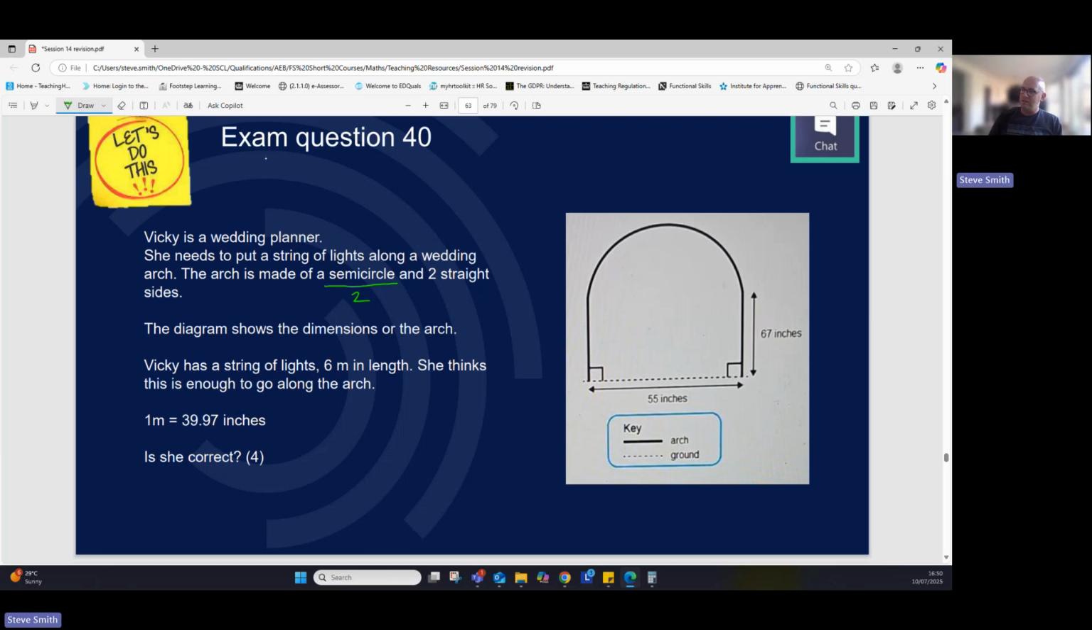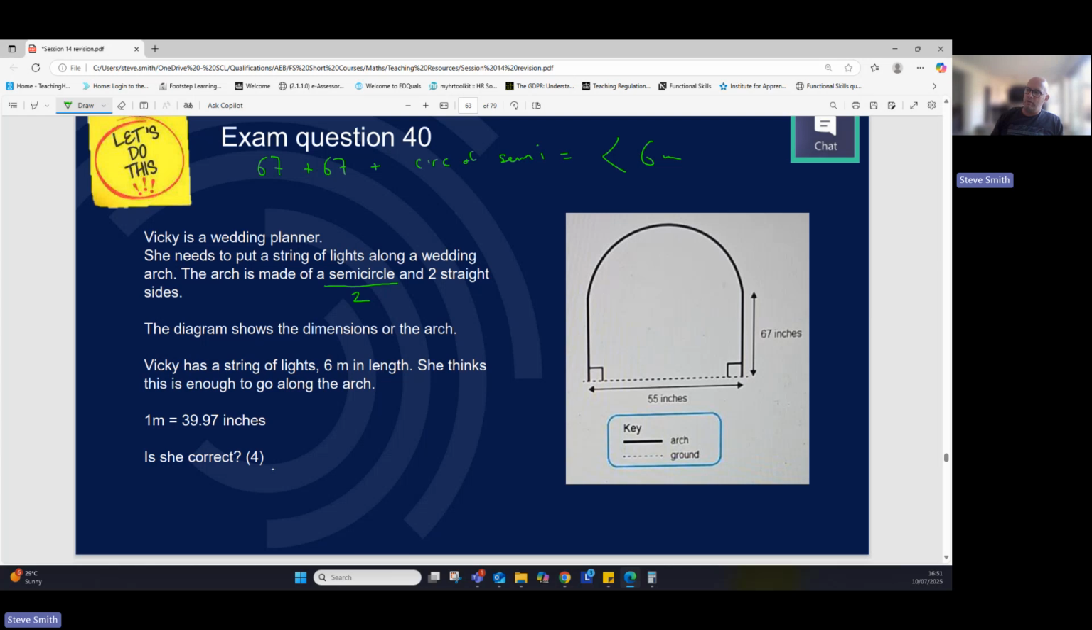So we're going to go from here. We've got 66. This is inches, and we've got meters, so we need to do a conversion. Then we've got another 66 up the other side, plus the circumference of the semicircle, which equals, hopefully, less than 6 meters. This is inches, so we need to do some conversion somewhere along the line, hence why it's worth 4 points.